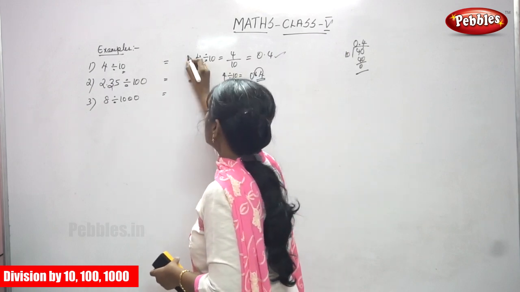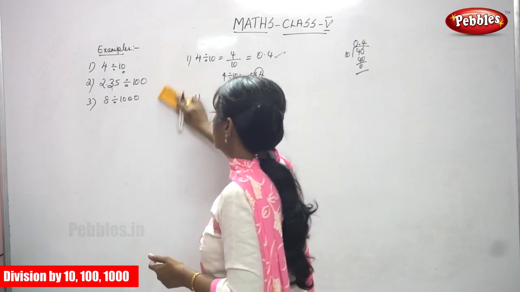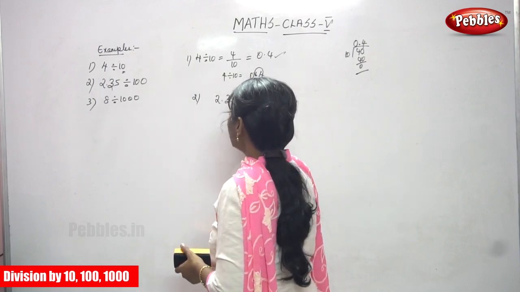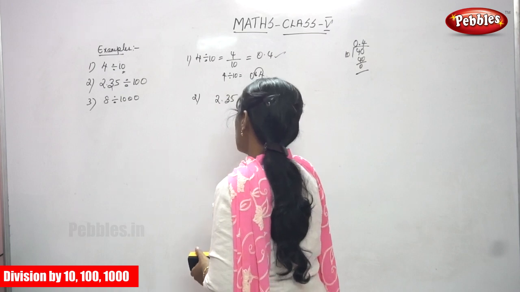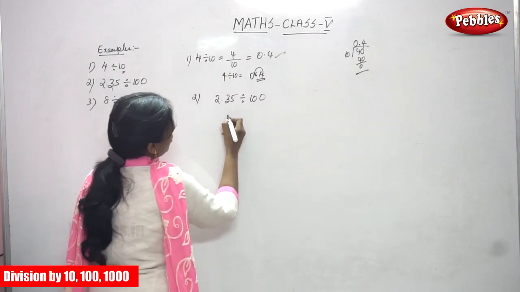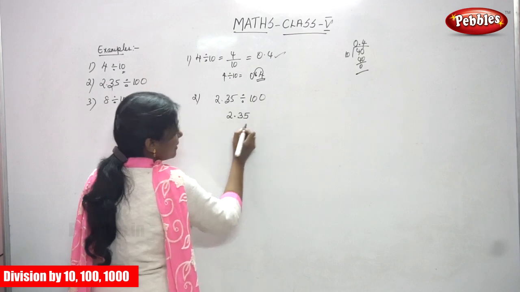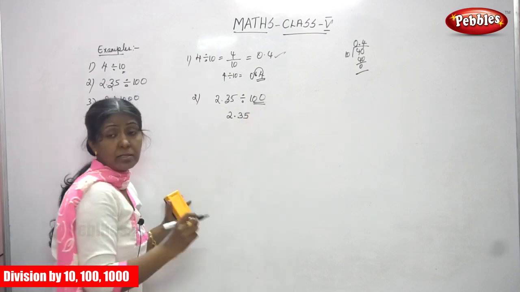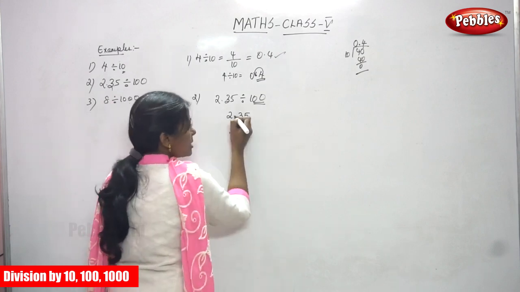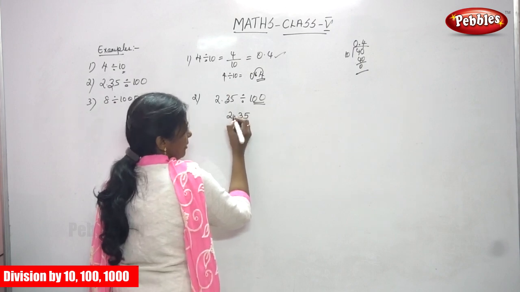Now, the first sum is over. We are going to do the second sum, that is 2.35 divided by 100. So what are you going to do? 2.35, you are going to divide it by 100. In 100, how many zeros? Two zeros are here. So the decimal point moves two places to the left.